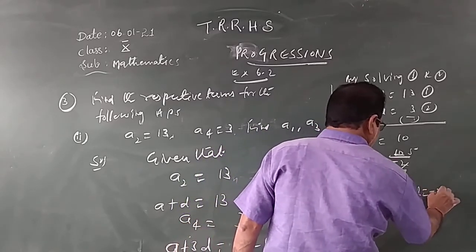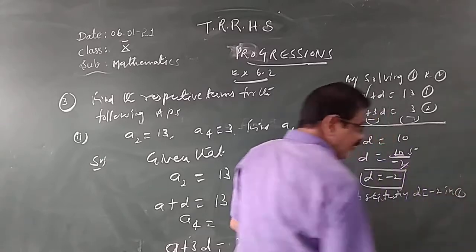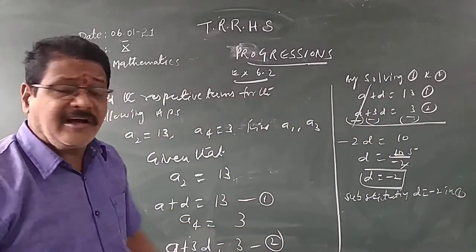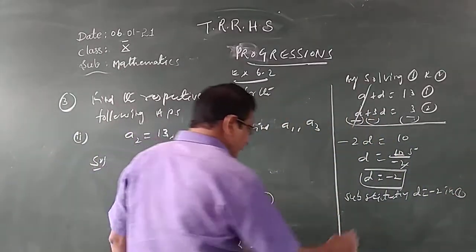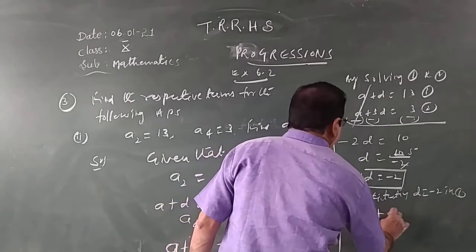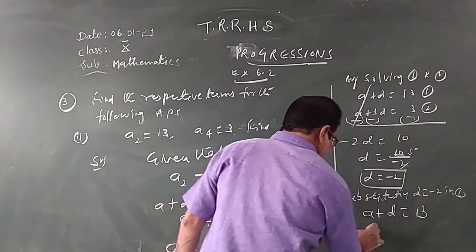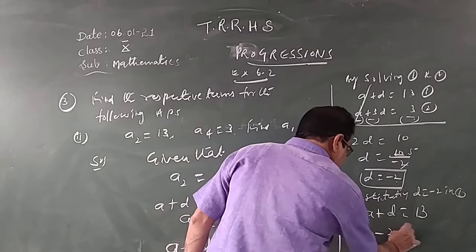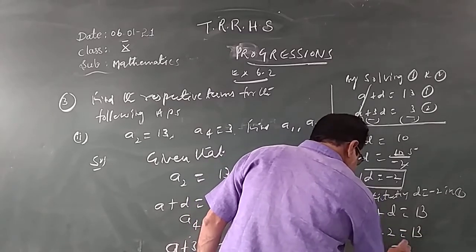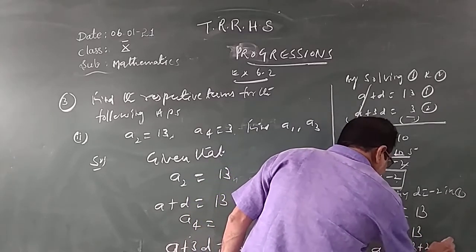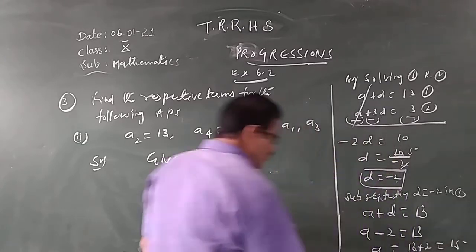Substituting D equal to minus 2 in the first equation. You can substitute this D value in either the first or the second. What is the first equation? A plus D is equal to 13. With D value minus 2, A minus 2 is equal to 13. So A is equal to 13 plus 2, shifting to the right side. A is equal to 15.